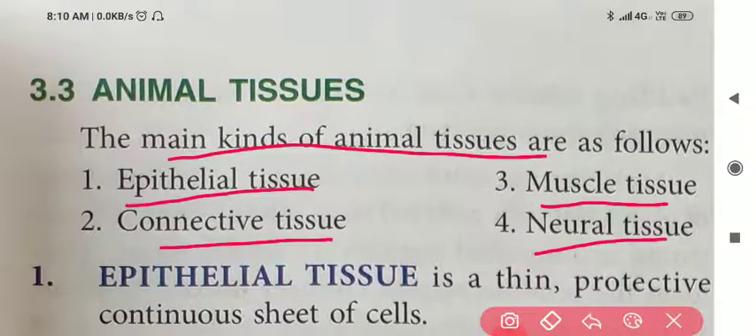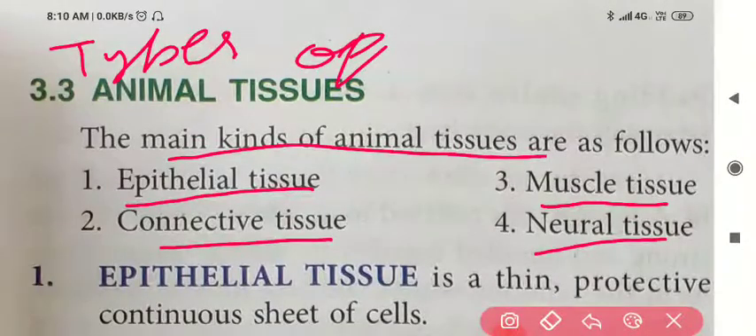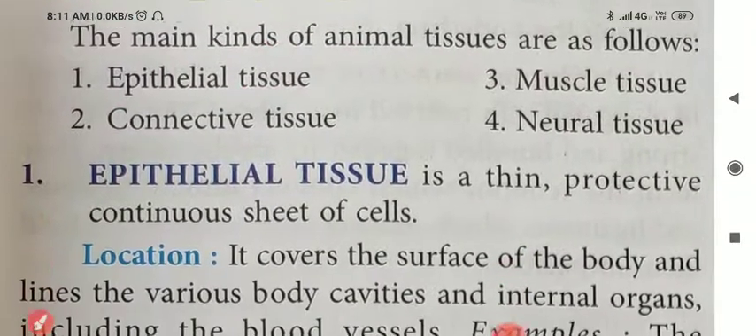So all of you must write the heading, types of animal tissues, in your notebook. Four types of animal tissues are there: epithelial tissue, connective tissue, muscle tissue, and neural tissue. Now, one by one, we shall discuss. First, we will discuss epithelial tissue.